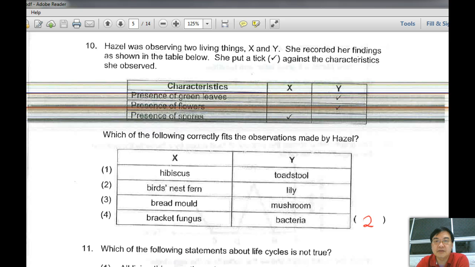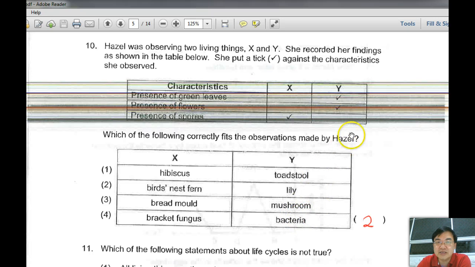Just hang on first. Okay, let us study this again. Now we know that for X, the presence of green leaves is not recorded, right? It means I can't really say that it is not hibiscus. I cannot say that it's not this, or it is this. I can't really say a lot. But what I can say is the presence of spores over here, X. Which of these have spores? 2, 3, 4, right? This simply means that hibiscus is definitely not the answer. We strike it off. Why? Even toadstool, it's not the answer. Strike it off.